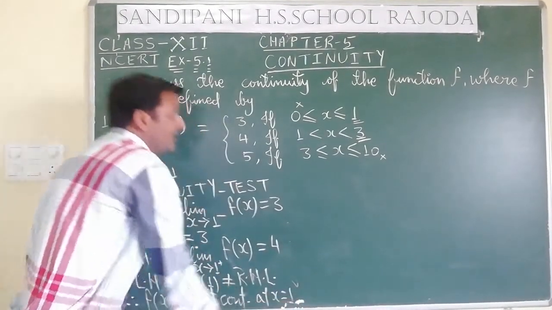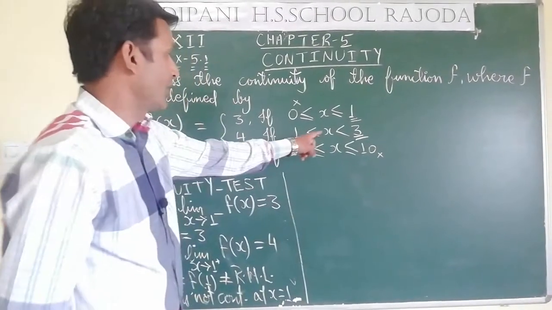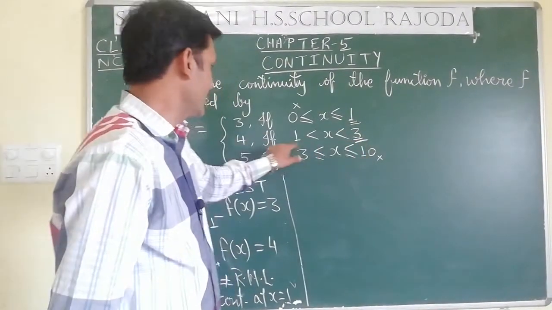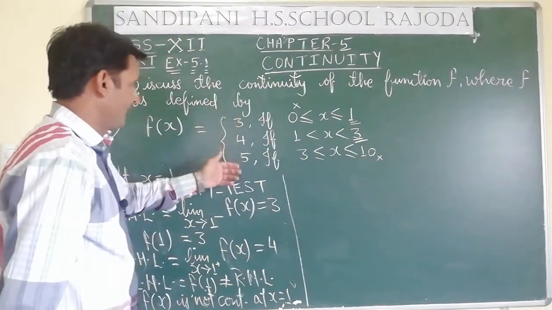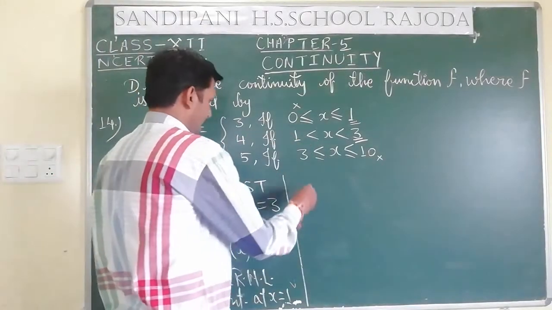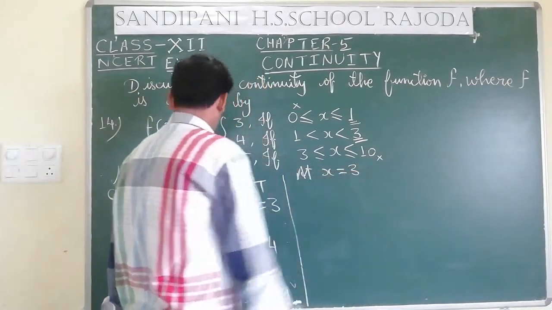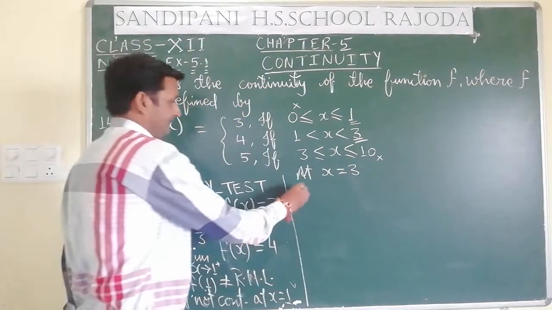One more point is there, that is 3, that I have told you already, because at 3 also we have to discuss the continuity. See, from this part, at x is equal to 3, continuity test.